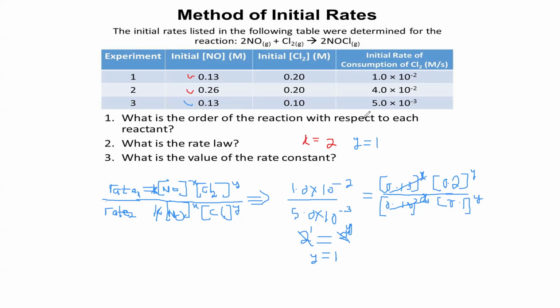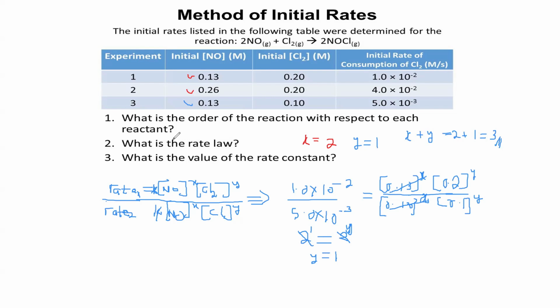So what is the order of the reaction with respect to each reactant? To get the order of the reaction, we are going to sum x plus y. Of course, our x is 2, and our y is 1. So we now have 2 plus 1 is equal to 3. So this is called a third order reaction.